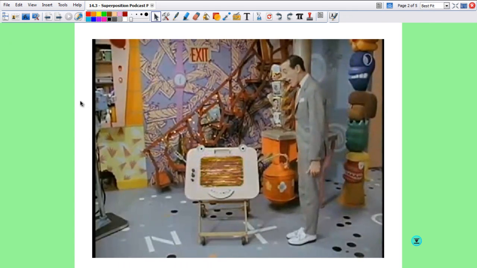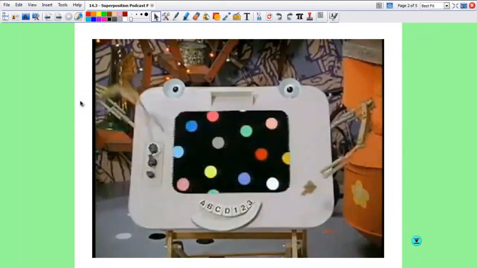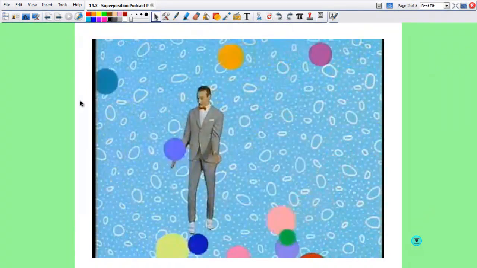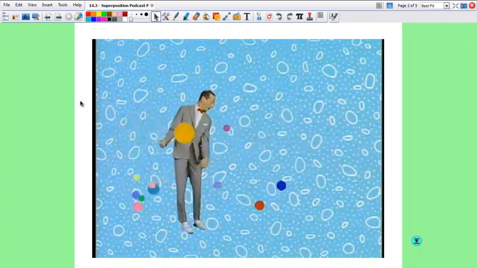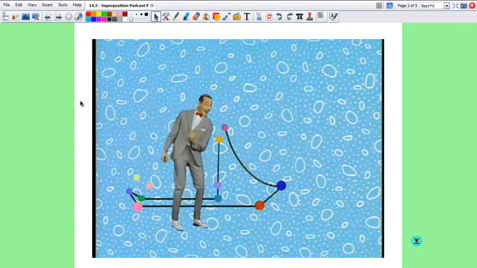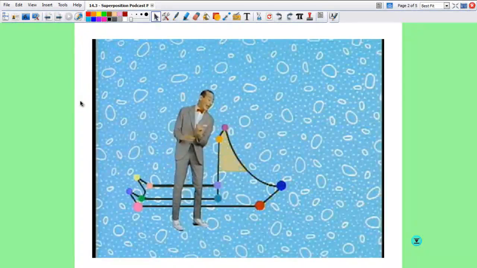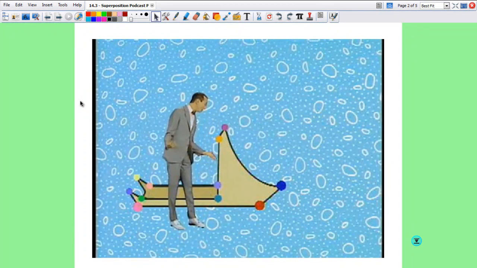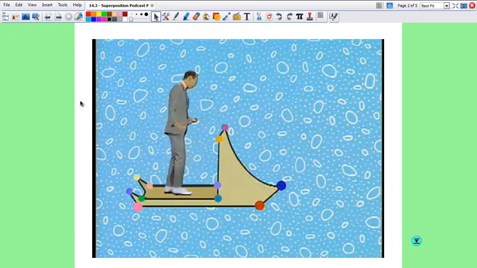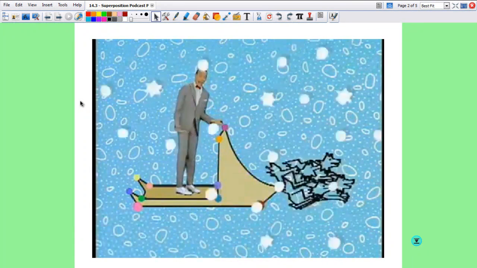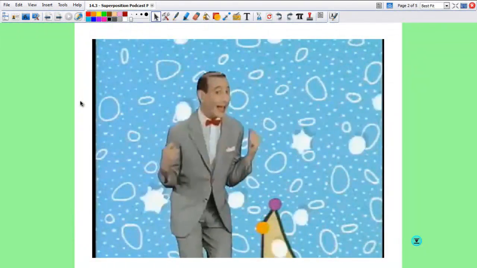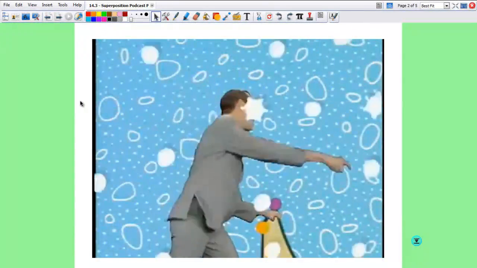Hey, Magic Screen, you want to play? Sure, hop in. Connect the dots, la la la la. Connect the dots, la la la. Hey, it's all done. Looks like some type of sled. Hey, it's a dog sled. That's at the North Pole. Mush!